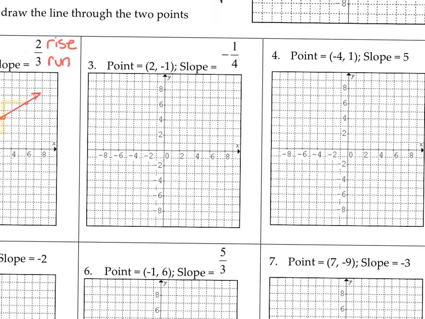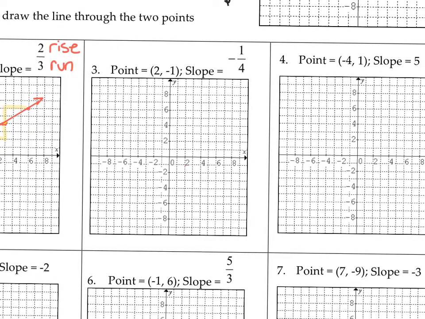Okay, so for number 3, we have the point 2, -1, and then we have a slope of -1/4. So I'm just going to put that negative up with the 1, and I'm going to go down 1 to the right 4. So down 1 to the right 4. And then that would be a new point. And now I'm going to go ahead and connect. And put my arrows. Okay, whenever you have a negative sign, just either put it up in the numerator or down in the denominator. Okay, and again, let's pause the video and try number 4.